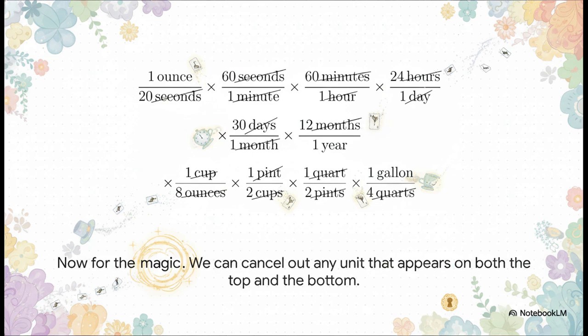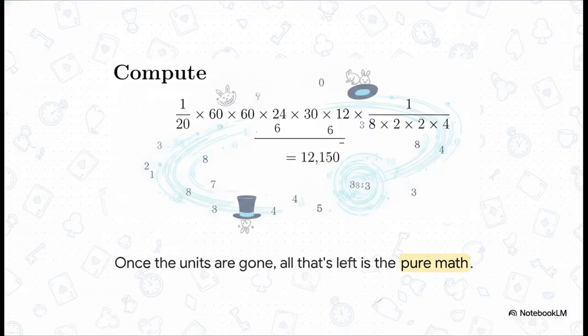And now, here comes the most satisfying part of this whole thing. Step 3, canceling. Because we set this whole chain up so carefully, any unit that shows up on the top and on the bottom can just be canceled out. So watch. Seconds cancel seconds, minutes cancel minutes, hours, days, ounces, cups, pints, quarts, poof, they all just disappear. So after all that awesome unit cancellation, what are we left with? Just a bunch of numbers. That messy word problem has been totally transformed into a straightforward arithmetic problem. All we have to do now is multiply all the numbers on top together and then divide by all the numbers on the bottom. Simple.